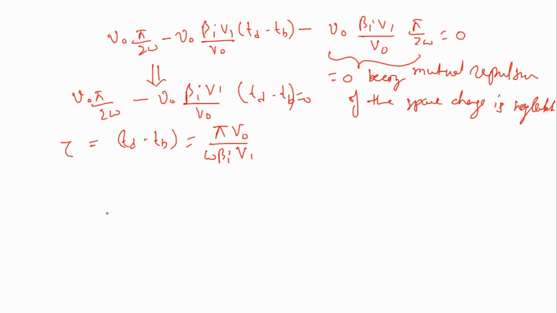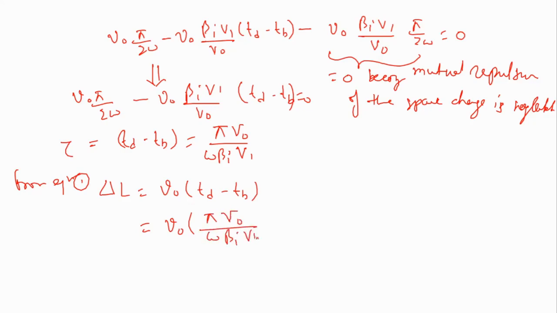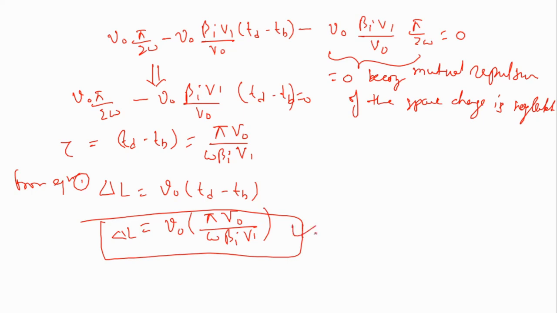Now if you try to find the delta L value, what was the delta L? Delta L was V naught into TD minus TB. This was from equation 1. So if we substitute, TD minus TB is nothing but pi V naught divided by omega beta I V1. So this is the equation for delta L. This is the distance from the bunching grid that the carrier will travel into the drift space.